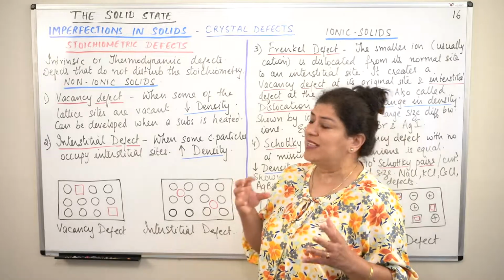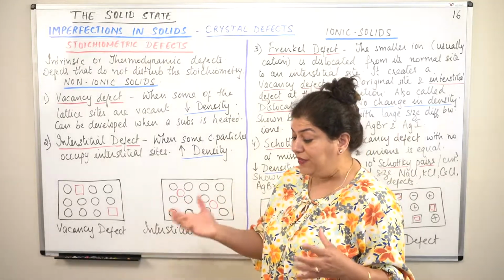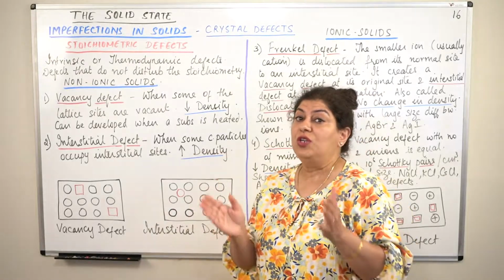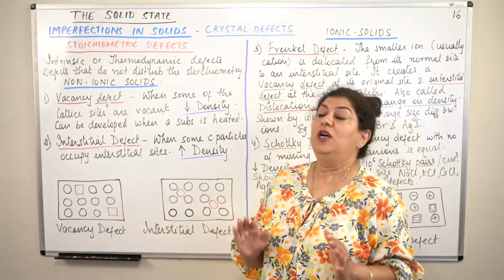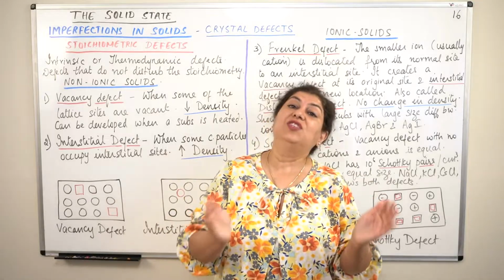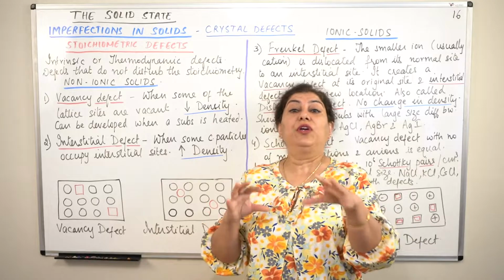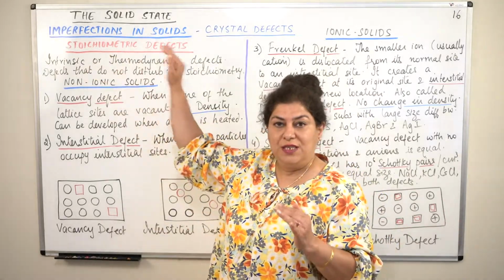So let me first explain why they are called stoichiometric defects. By definition, a stoichiometric defect is a defect which does not affect the stoichiometry of the compound, or the stoichiometry of the compound remains intact. It is preserved, even after the defect, the stoichiometry is not affected. Therefore, they are called stoichiometric defects.